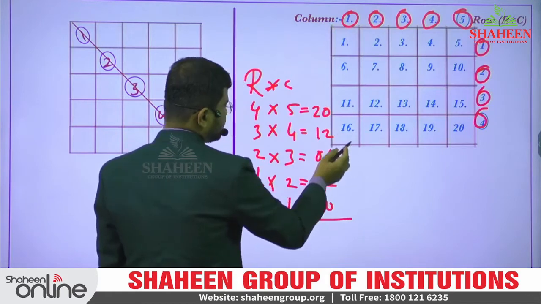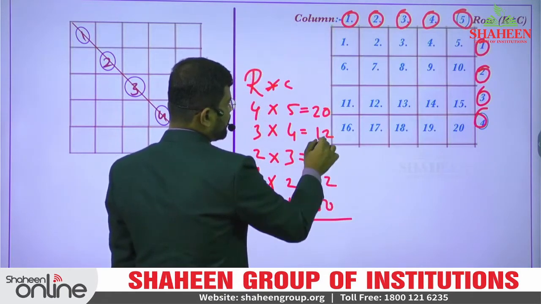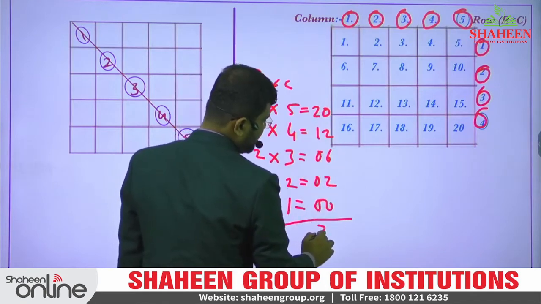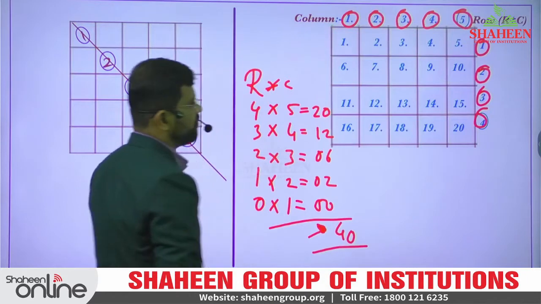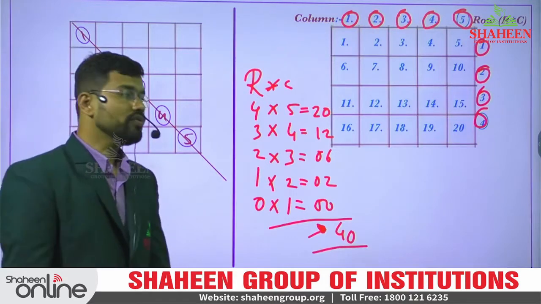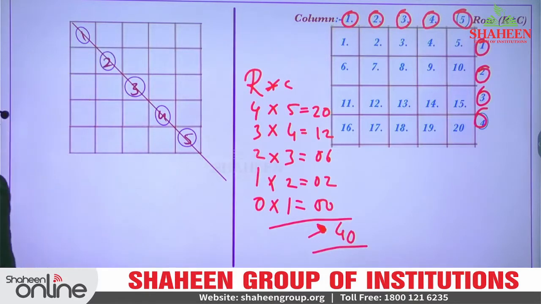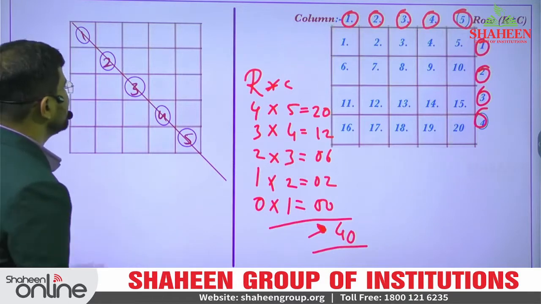Look here. 6 plus 2 is 8. 8 plus 12 is 20. 20 plus 20 is 40. So how many squares are there in the given figure? 40. So 40 are there. So 1, 2, 3, 4, and 1, 2, 3, 4, 5. Let us take some other example.